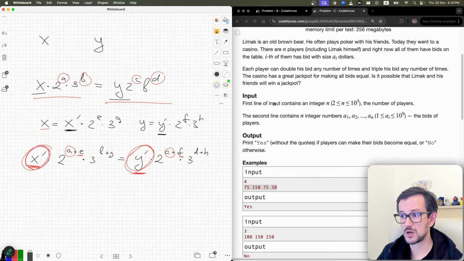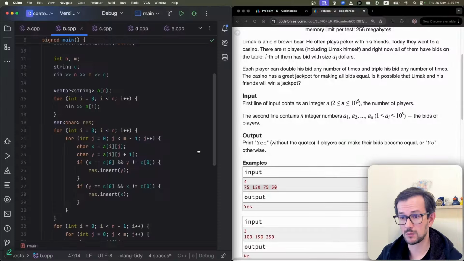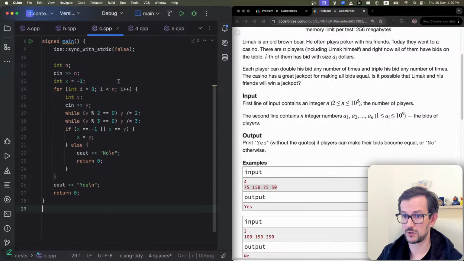So it is only possible if the core of the numbers is the same. So if the number after you divide it by 2 and 3 will be the same. That's it. That's the whole idea. It's a little bit of a mathematical problem, but not that difficult actually.